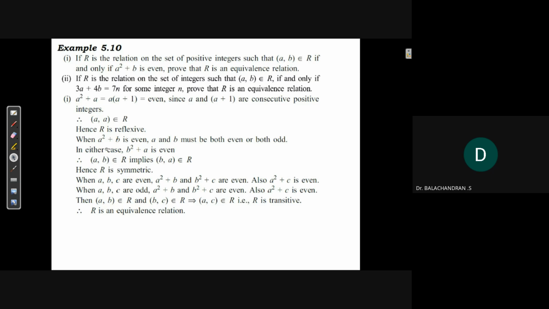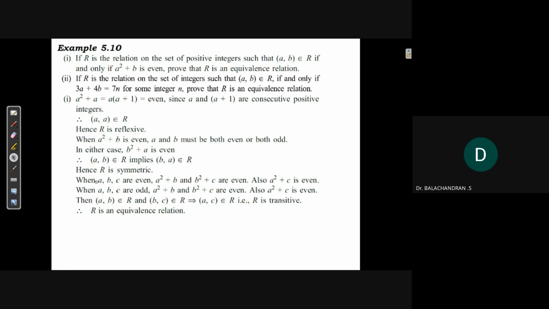So in either case, whether a and b are even or a and b are odd, you can check that b square plus a is also even. So (b, a) belongs to R, which is the meaning of b being related to a. And hence R is symmetric. Next, transitive. When a, b, c are even, there are two cases.